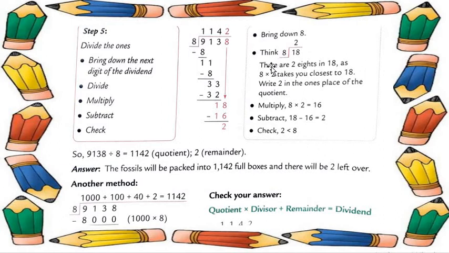Think here in table number 8. In table number 8, is 18 coming or not? So 18 is not coming. Okay, so what to do? That time we have to take the smaller number, 17.